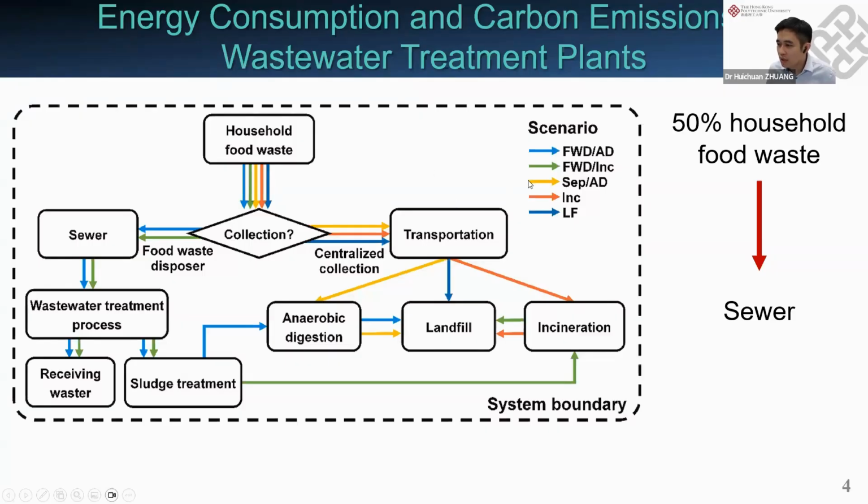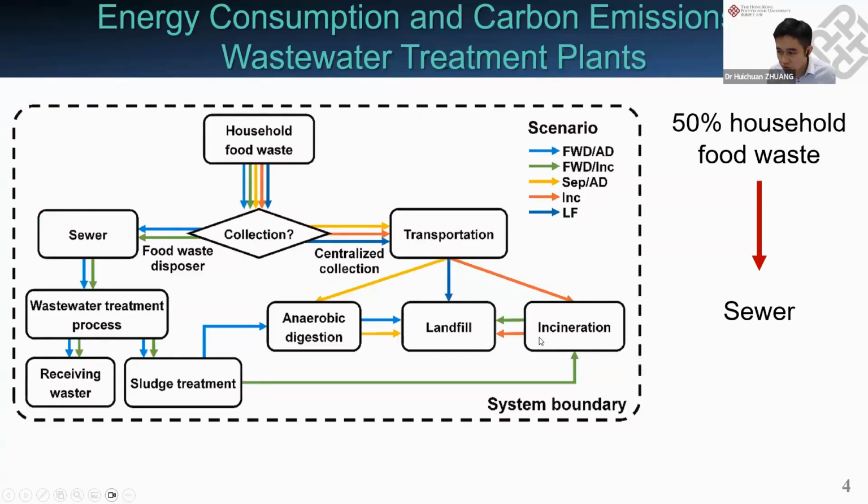And then we have the yellow one. This is the separation system with anaerobic digestion. In this system, we don't use any wastewater treatment facility to treat the food waste. It is just separated, collected, and transported to an anaerobic digestion facility like O-PARK 1. And the pink one is about food waste separated, collected, and then transported to the incineration plant for energy generation.